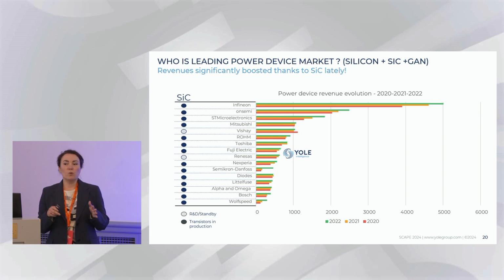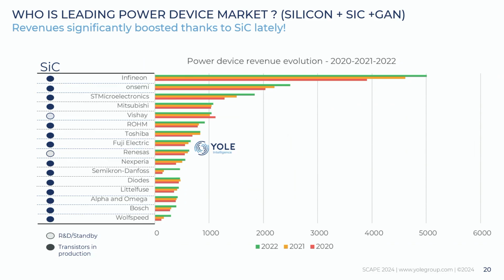So now who is leading in power devices? Here is the list of the main leaders in the global power market. You have the evolution over the latest three years. And as you see here, all the players are at least investigating R&D on silicon carbide devices.